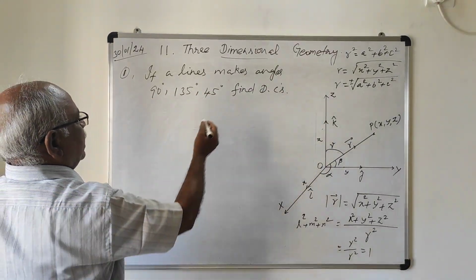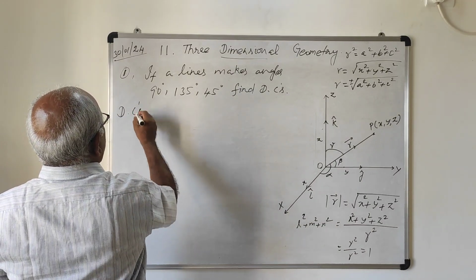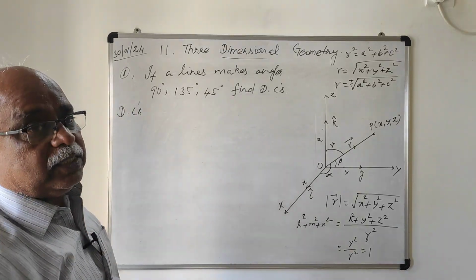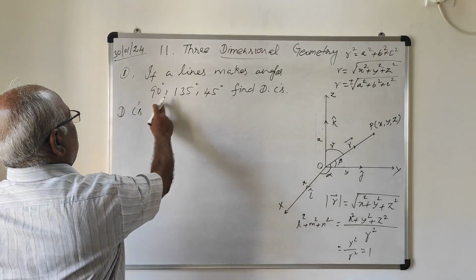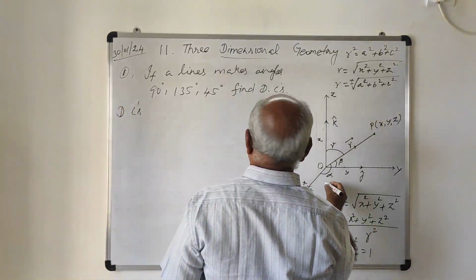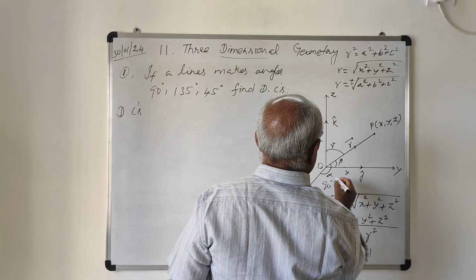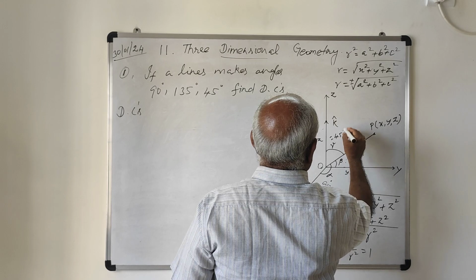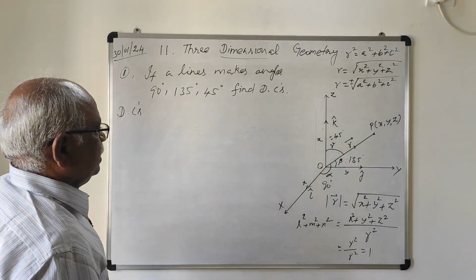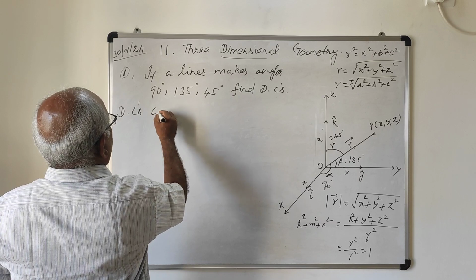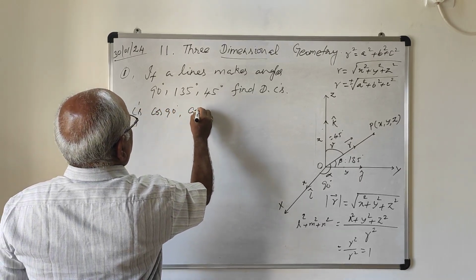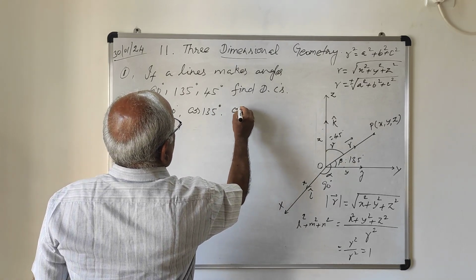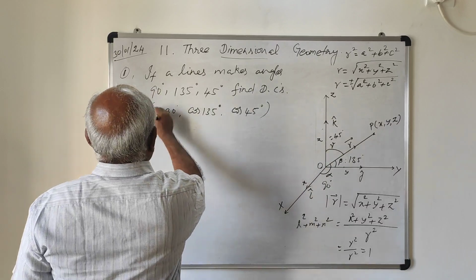Okay. What is meant by direction cosines? Direction cosines are the cosine values of the angles. Suppose 90, 135, 45 degrees are the angles made by the line with the coordinate axes x, y, z respectively. Alpha is 90, beta is 135 and gamma is 45. So the direction cosines are cos 90, cos 135 and cos 45 degrees. This is your direction cosine.